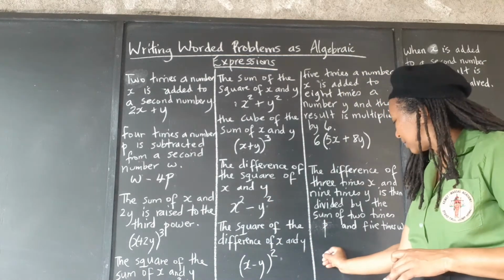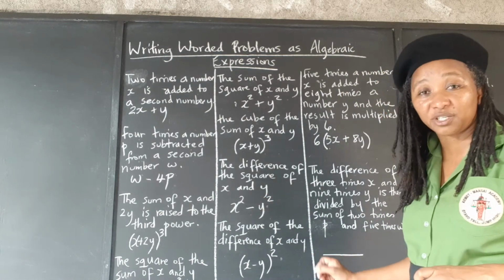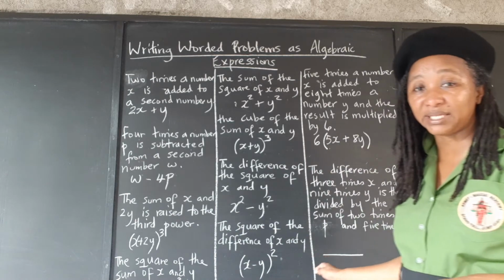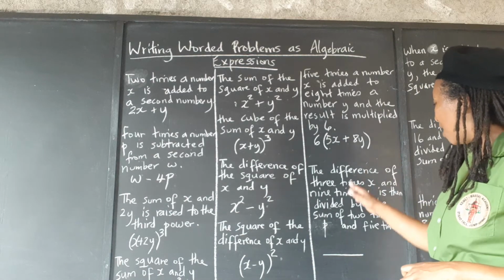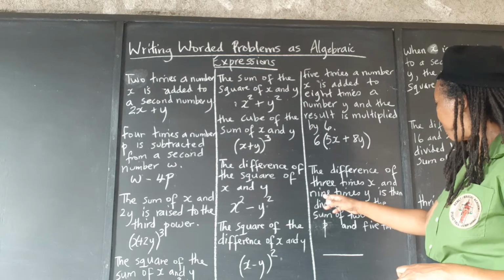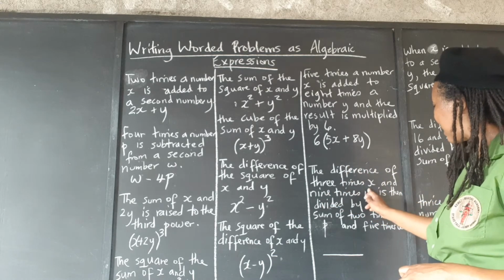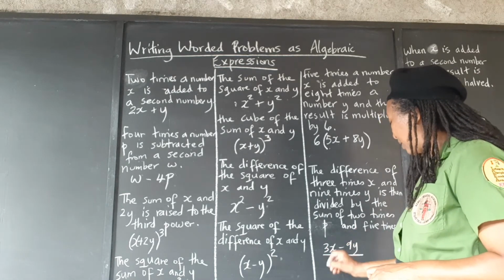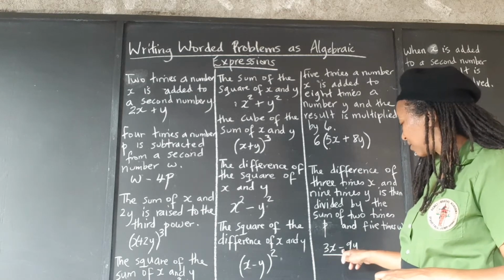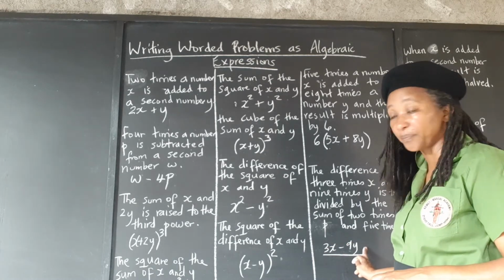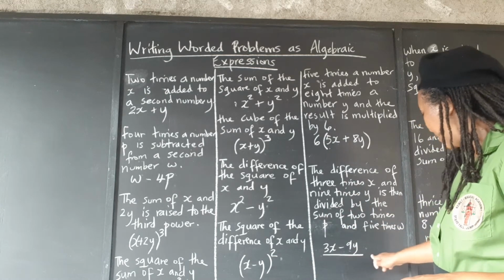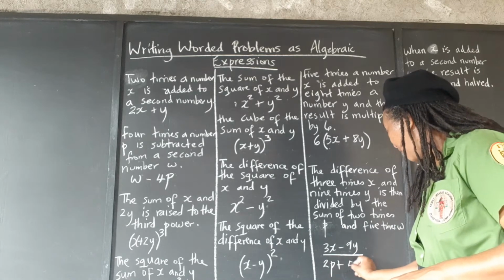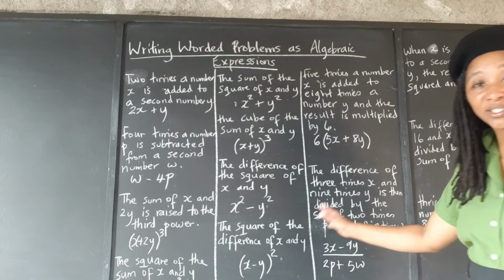So let's use this line to represent the division. Okay? The fraction bar. If you know, the fraction bar means divide. Okay. So at the top, what are we dividing? We're dividing the difference of 3 times x and 9 times y. So 3x minus 9y. That's the difference of 3 times x and 9 times y. That is divided by the sum of 2p and 5w. This is how we write all of that.